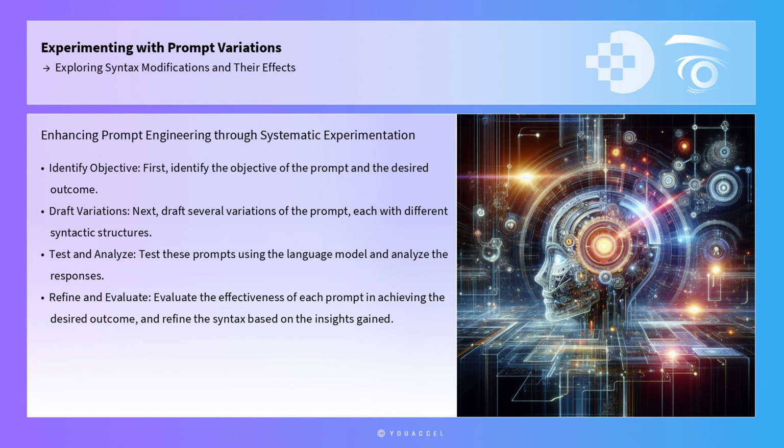Incorporating these strategies into a systematic experimentation process can enhance the proficiency of prompt engineers. A step-by-step application could involve the following. First, identify the objective of the prompt and the desired outcome. Next, draft several variations of the prompt, each with different syntactic structures. Test these prompts using the language model and analyze the responses. Evaluate the effectiveness of each prompt in achieving the desired outcome and refine the syntax based on the insights gained. This iterative process can lead to a deeper understanding of how syntax influences model performance and contribute to the development of more effective prompt strategies.